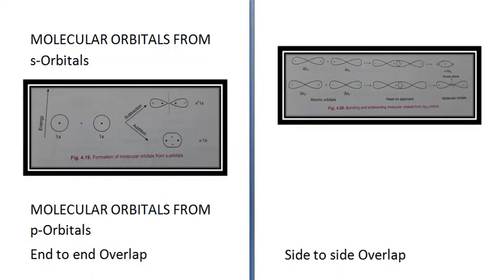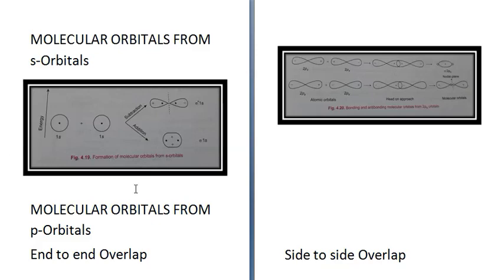Now see, s orbital is spherical in shape. So the s orbitals, two s orbitals combine together, and by addition of these two you get this type of a structure. This is sigma bond, and by subtraction you get something like this. This is sigma asterisk.